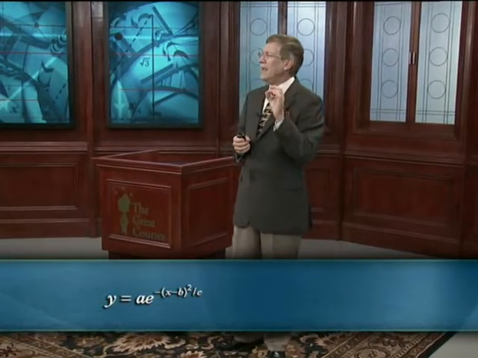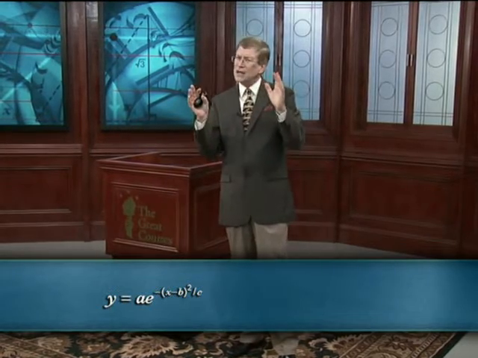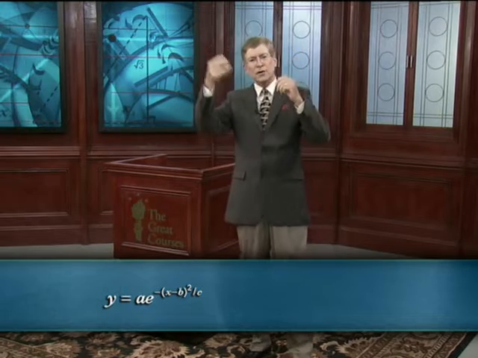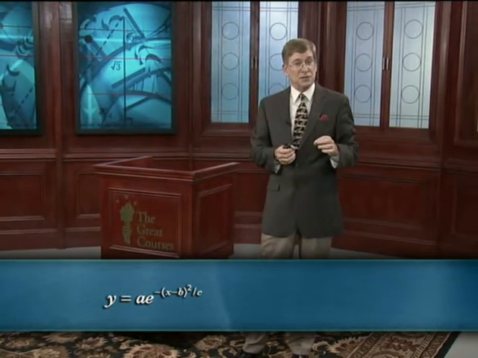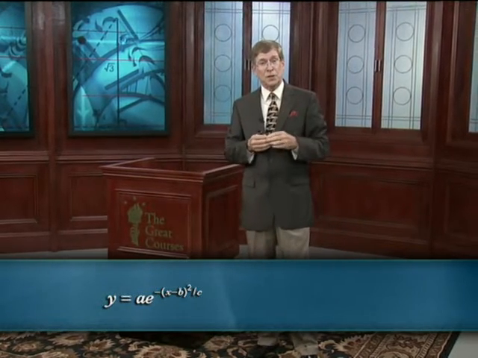Y equals A e to a certain exponent. And this exponent's a little ugly. It's minus (x minus b) squared divided by c. So there are 3 unknown constants in the Gaussian model, A, B, and C.